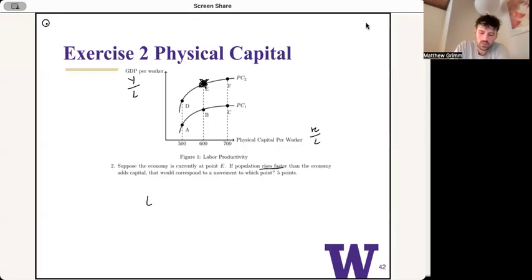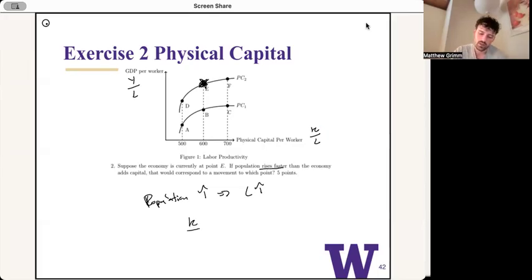When the population increases, this means that the labor force should also increase. And specifically, it's going to increase faster than the economy is going to be able to add capital, meaning that this labor will increase, but this capital is not going to increase at the same rate. So we are not going to be stuck. We are not going to be at point E.